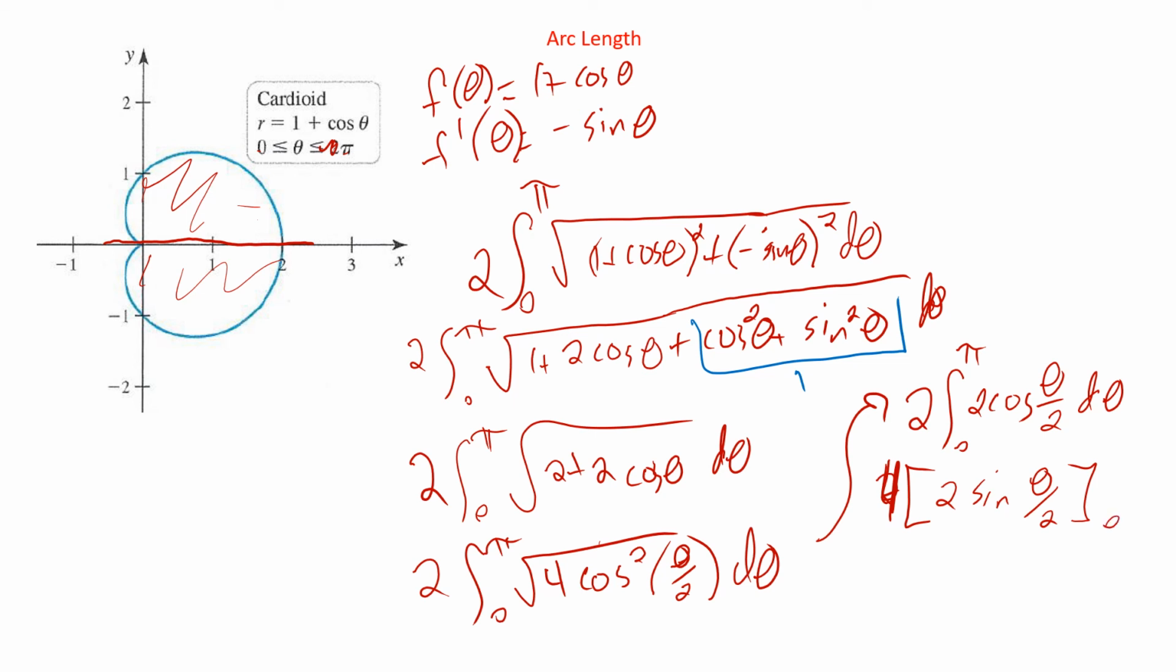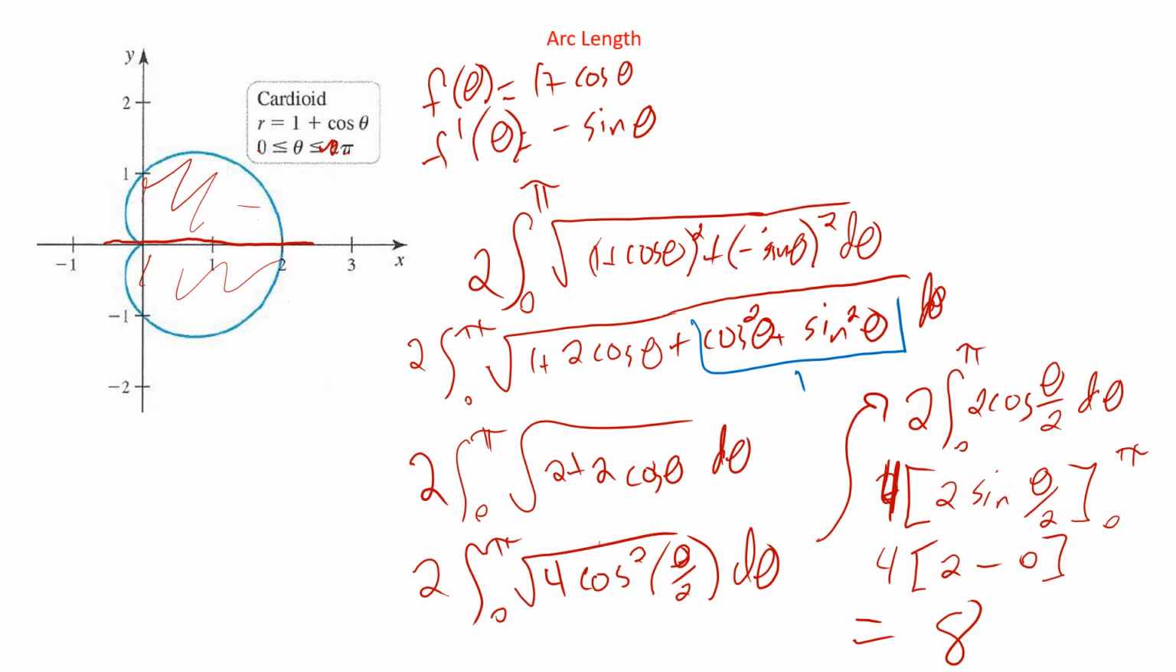From 0 to pi. We can plug in pi. Sine of pi over 2 is 1, so we get 1 times 2 is 2, minus plug in 0, sine of 0 is 0, so we get 0. So we have 4 times 2, which equals 8.